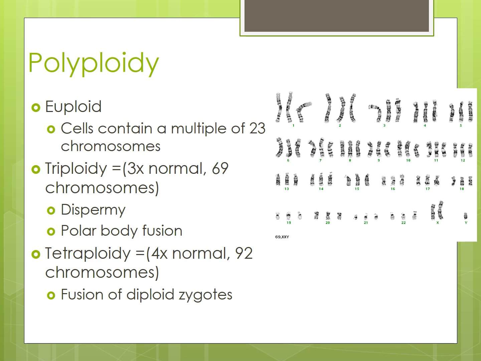You also have tetraploidy, which would be 4 times the normal chromosomes, or 92 chromosomes. And this happens when you have the fusion of diploid zygotes, zygotes being fertilized embryos on their way to becoming developed. Fusion of these together at this stage would lead to a tetraploid embryo, which would have these 92 total chromosomes. These are obviously not viable and usually have issues developing the extra embryonic tissue, so they don't develop the placenta, and so they miscarry very early in pregnancy.